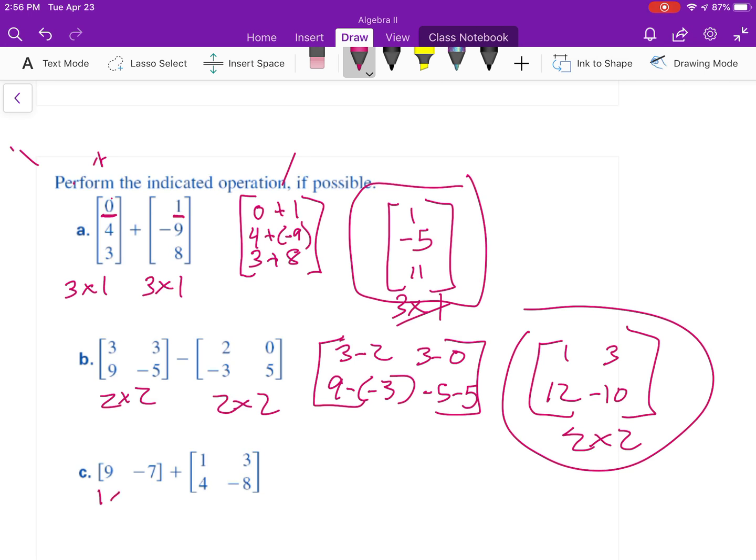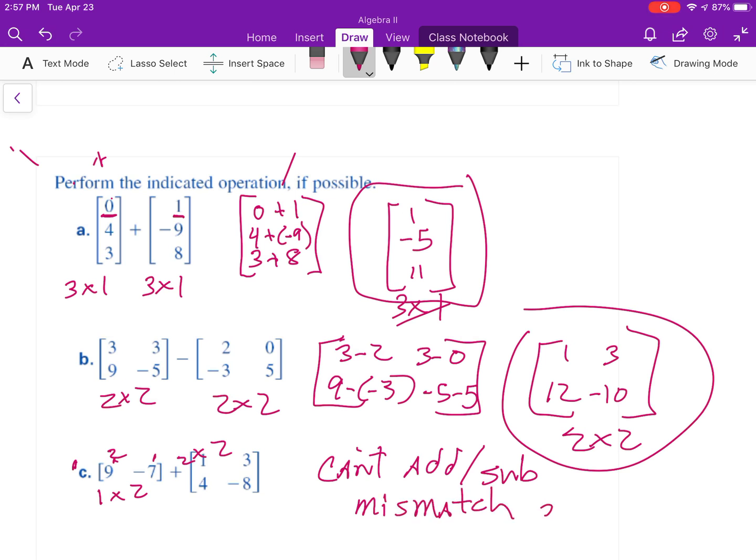Now this is a 1 by 2 because there's only 1 row. And this has got 2 columns, 1 and 2. And this is a 2 by 2. I can't add these together or subtract because of mismatched dimensions. Okay? To add or subtract matrices, they have to be matrices of the same shape and same size.